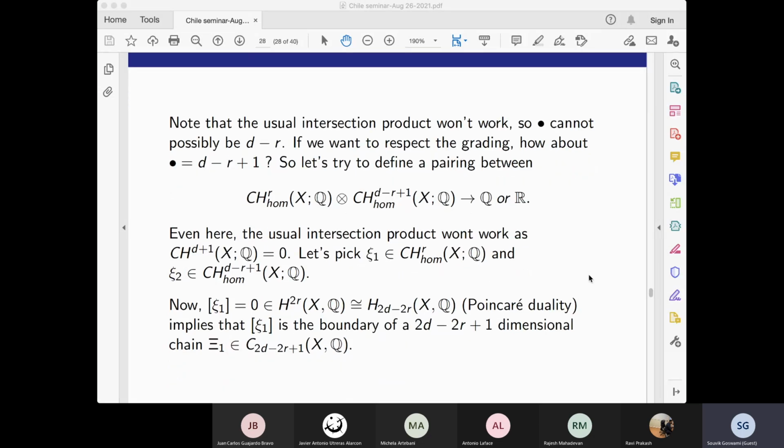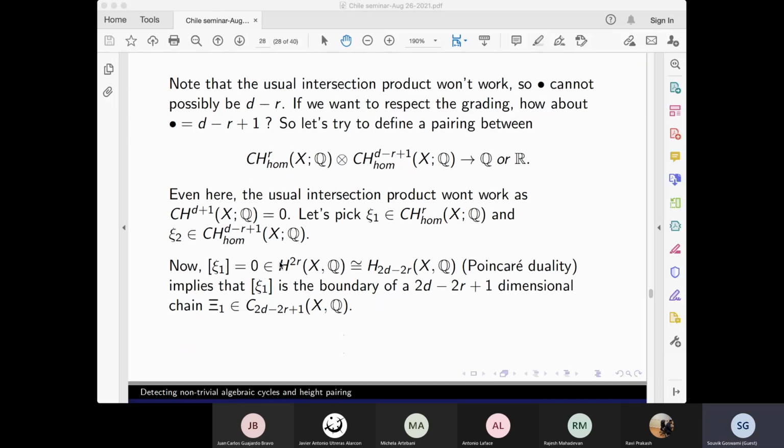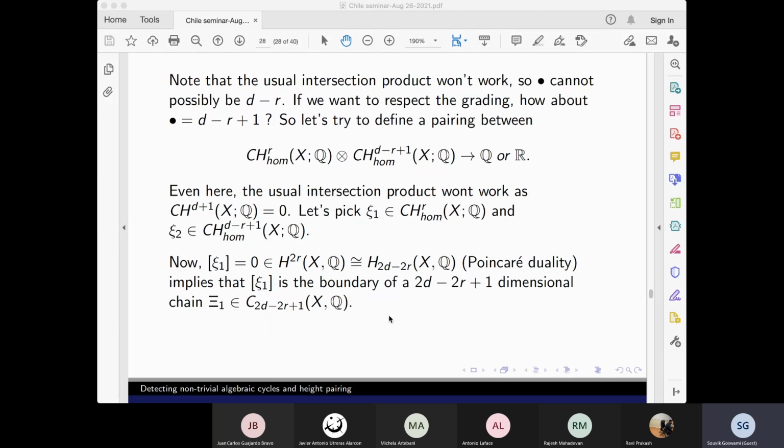So let's make an attempt at how we can try to define a pairing like this. Let's take two cycles which are homologous to 0 and in this particular codimension. So what does homologous to 0 mean? It means that this goes to 0 in this cohomology group, of course. By Poincare duality, this is isomorphic to this particular homology group. And as I said before, this is a boundary of a 2d minus 2r plus 1 dimensional chain. Okay, let's call this capital Chi1. So for Chi1, we have this 2d minus 2r plus 1 dimensional chain.